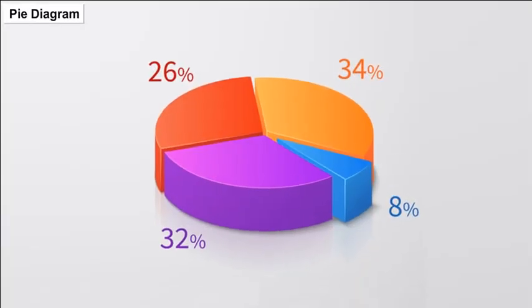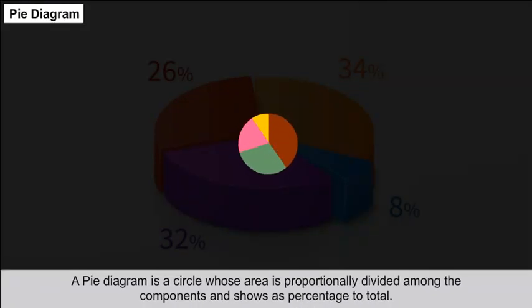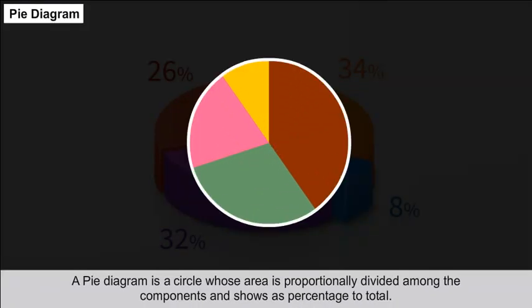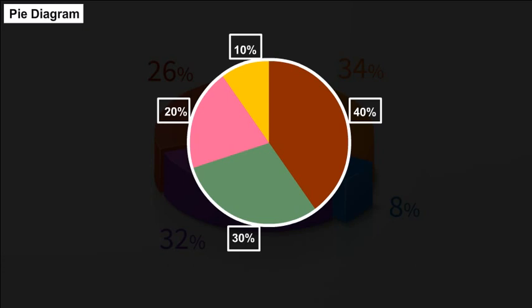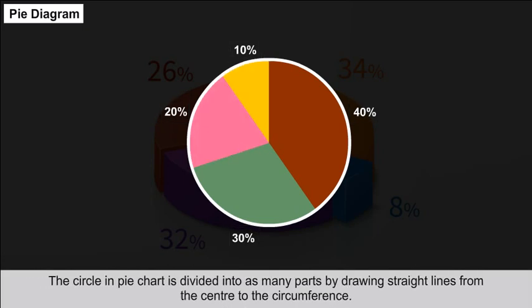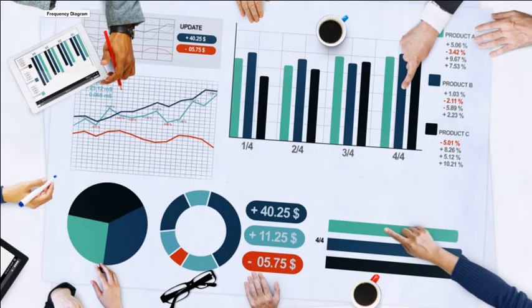Pie diagram. A pie diagram is a circle whose area is proportionally divided among the components and shows them as a percentage of the total. The circle in a pie chart is divided into as many parts by drawing straight lines from the center to the circumference.